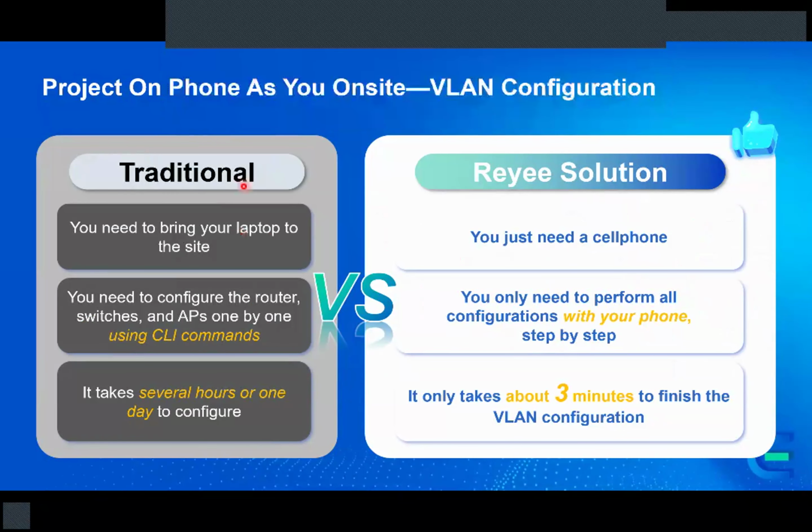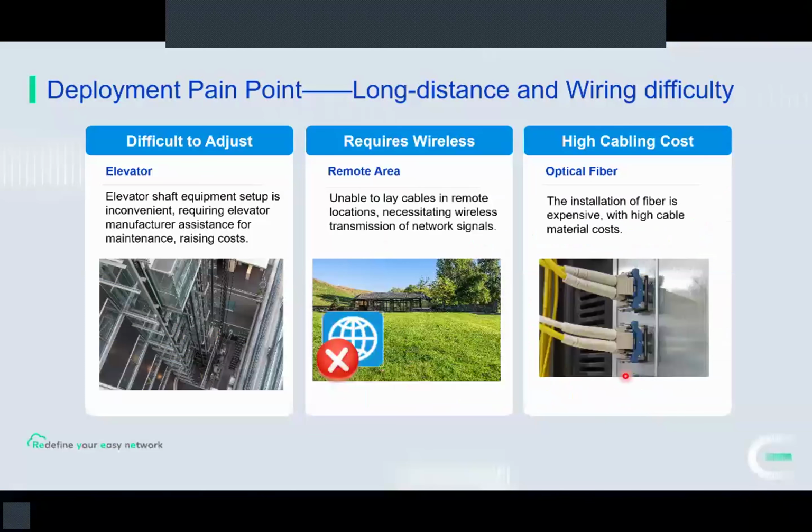In the traditional scenario, you have to bring your laptop and use CLI commands to set up the VLAN, and it may take several hours. But now you just need a cell phone and just several steps, about 3 minutes, to set up the VLAN. So it's very different.